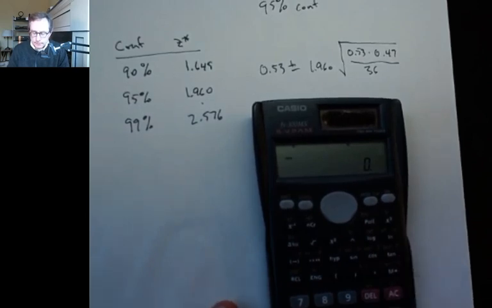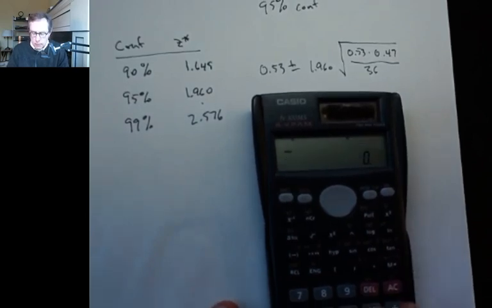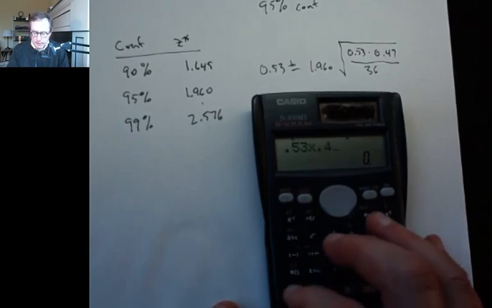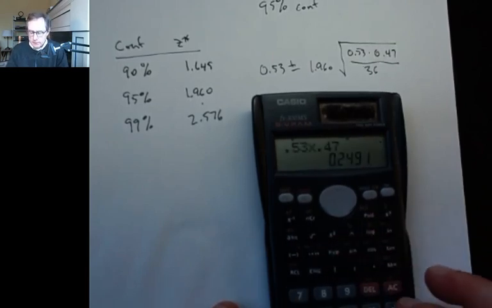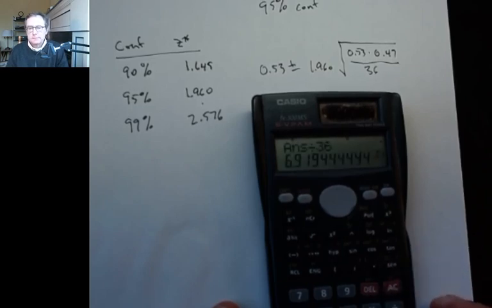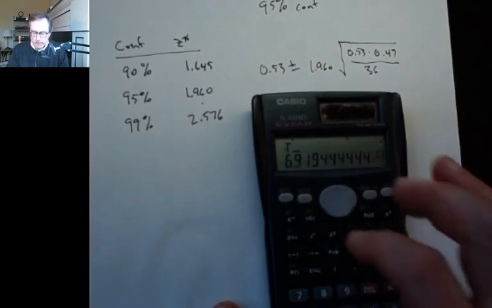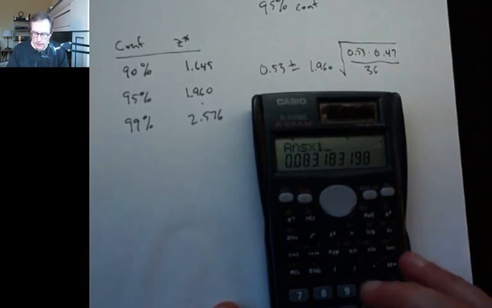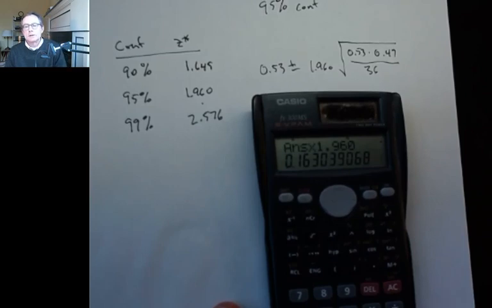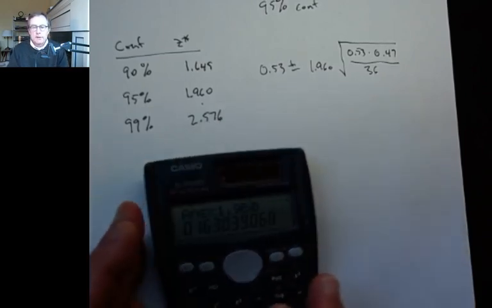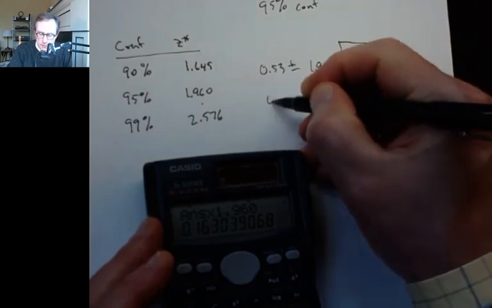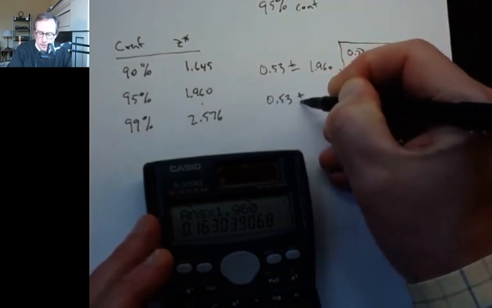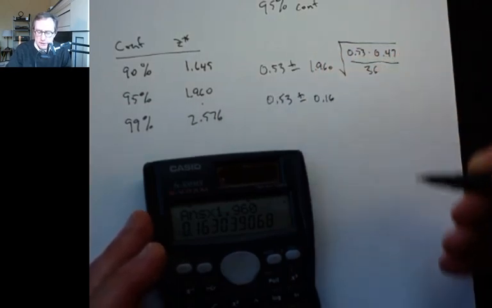Okay, so I've got to take 0.53 times 0.47 equals, divide it by 36 equals, take the square root equals, and multiply times 1.960 equals. So 0.16. So I think I've got a confidence interval of 0.53 plus and minus 0.16.